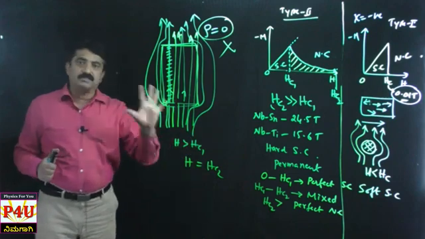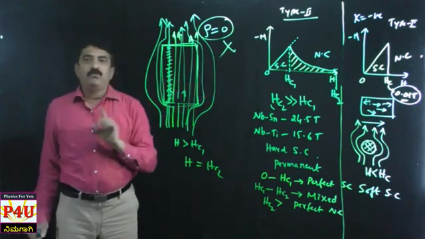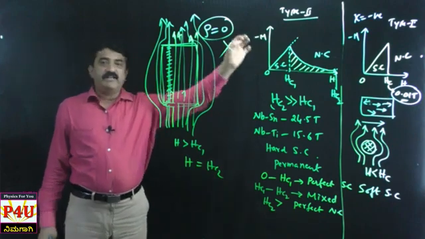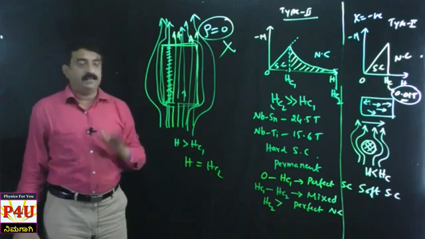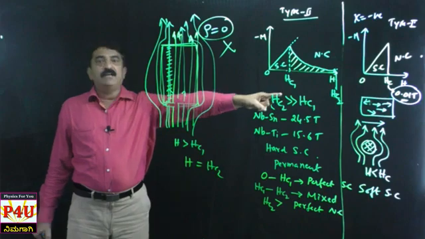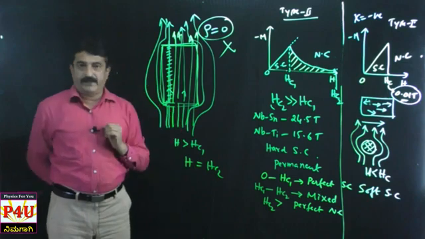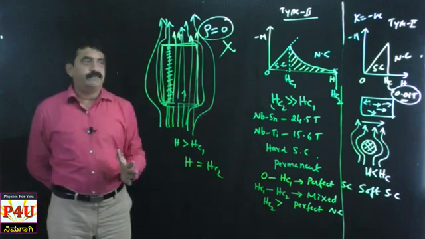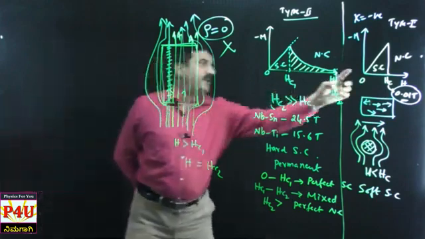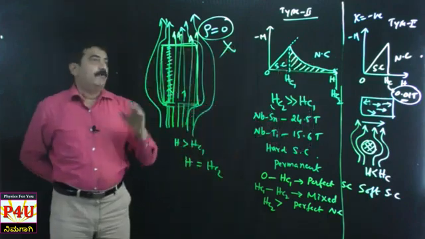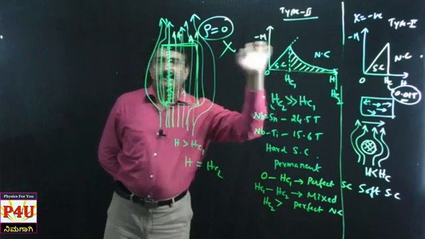You can identify about 6 to 7 differences. Number 1, type 1 has only one critical field, type 2 has two critical fields. In type 1, Hc1 is very small, and Hc2 is very high, about 1000 to 10,000 times higher in some cases. Because the critical field is very small, type 1 are called soft superconductors. Type 2 are called hard superconductors. Type 1 exhibit the perfect Meissner effect, type 2 do not. Type 1 exists only in two states, namely superconducting and normal conducting, whereas type 2 exists in three states: superconducting, mixed, as well as normal conducting.